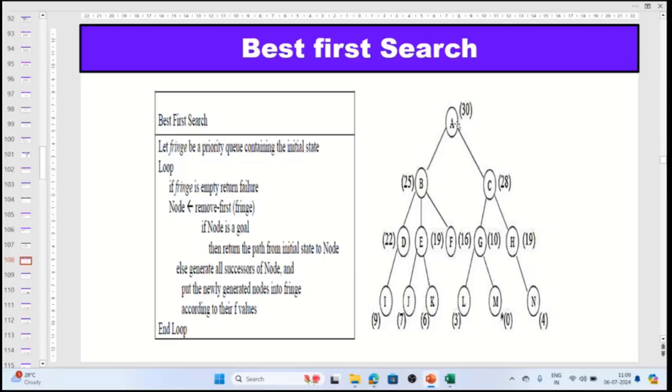So if I have A as a root node and the next two nodes are B and C, whichever node is having the lowest cost from A to B, that is, B node is having 25, A and C is having 28, and now lowest is 25, so I select B. So in the best first search algorithm, our logic will be the best or lowest cost.